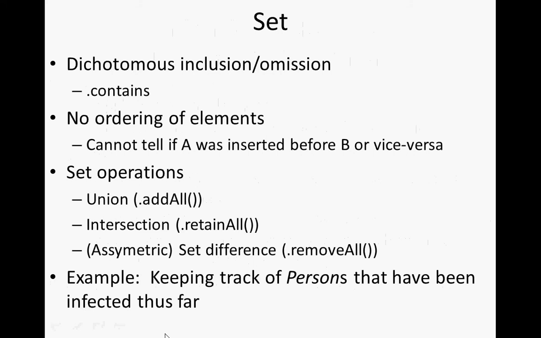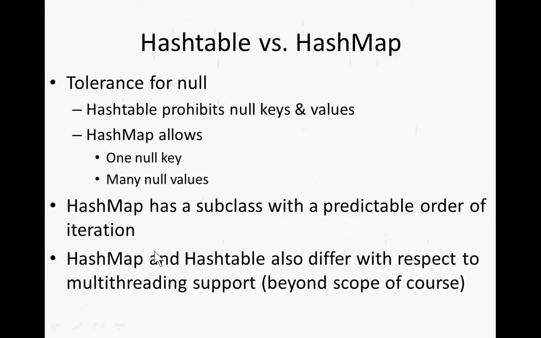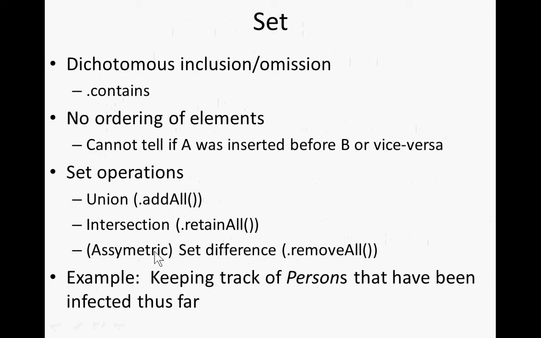Let's talk about sets. There are some slight differences, if you're interested, between hash table and hash map about whether they allow things in them that are null. Can you look up a null key or have null values for a given key? So can you have someone who never visited any city? Sure.